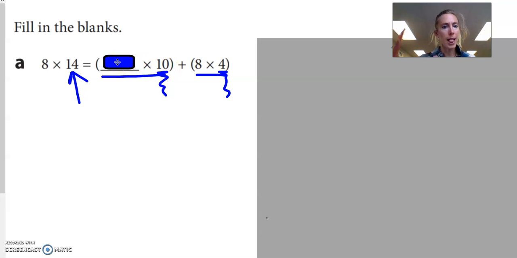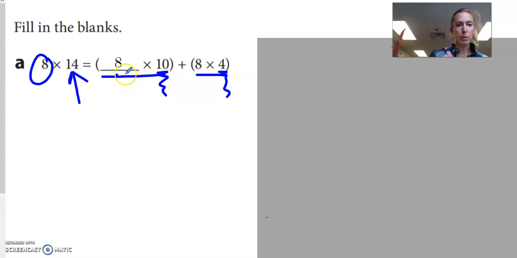And what is that? Here it is. 8. And the 8 was right here. So 8 of the 14s is the same as 8 of the 10s plus 8 of the 4s. Perfect. Okay, we could split that up and make it simpler. And that's easier to multiply because here I have a multiple of 10 and the rest.